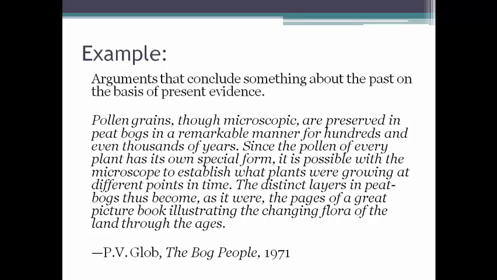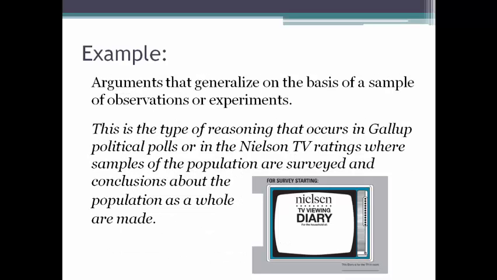So we don't actually have any conclusions about the past here, but what Glob is doing is talking about a methodology for determining things about the past. You've got these pollen grains, which we can observe now, but they've been there for a long time. And from the way in which these grains are arranged, we can make inferences about what happened in the past. Any of those specific inferences, based on this present information, would be a case of an inductive argument: arguments that generalize on the basis of a sample of observations or experiments.